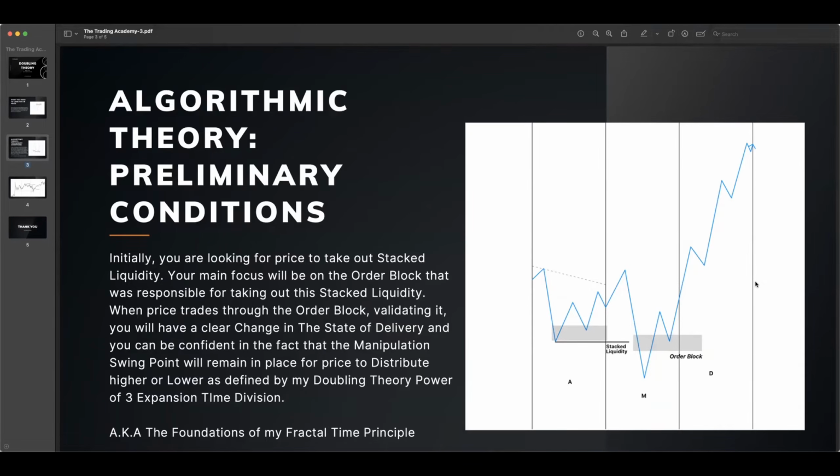Oh, I see there's a problem with the I over there, but okay, you get what I mean. These are also known as the foundations of my fractal time principle. Okay, so this is how you're going to be viewing your manipulation. This way, without guessing what is accumulation, manipulation, distribution, you can clearly state, okay, this is manipulation, next is distribution, and then you can start projecting these phases of price forever. Of course, sometimes it's going to be hard, sometimes it's going to be easy, but that depends on how much experience you have in using these concepts, or in knowing the different accumulation fractals, in order to understand that it is indeed an accumulation fractal.